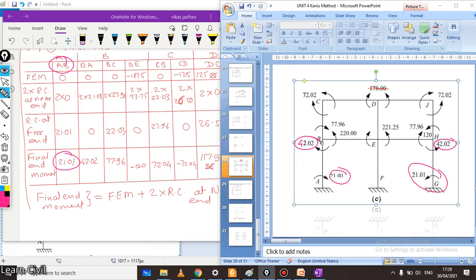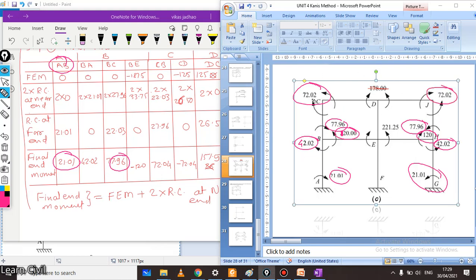For BC, we will be having 77.96. For this HJ, this will be 77.96 again because of symmetry, and for BE we will be having 120. Again we will be having 120 here due to symmetry. Similarly here we will be having 72.04, and here we will be having 72.04.